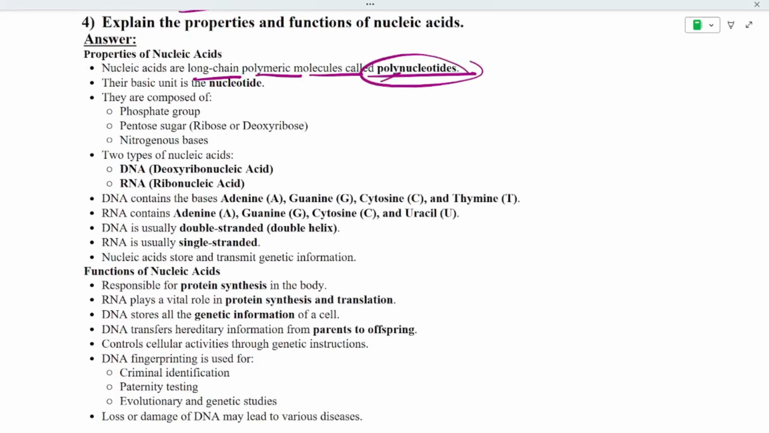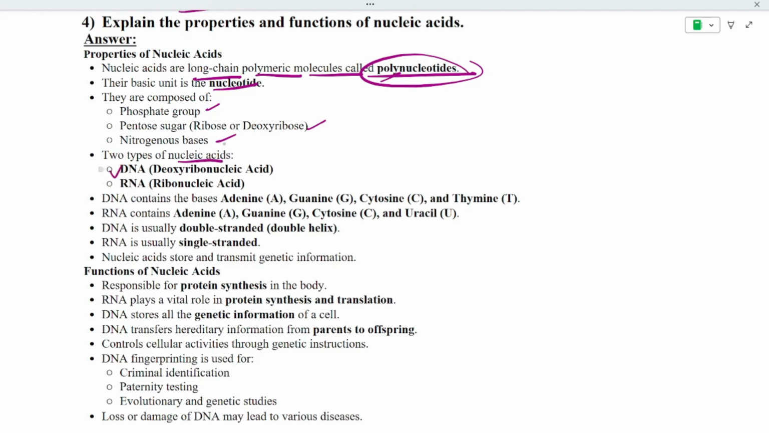You can see poly. Poly means many. There are many long chain polymeric molecules that are present. Their basic unit is nucleotide, so it is called polynucleotide. They are composed of phosphate group, pentose sugar, that is 5-carbon sugar, and nitrogenous bases also.